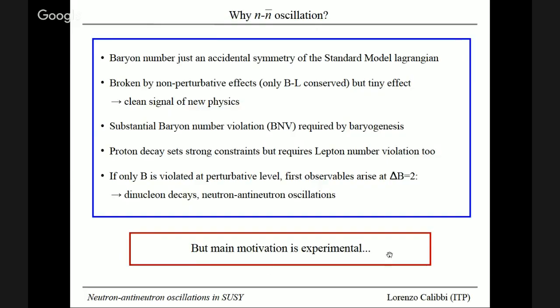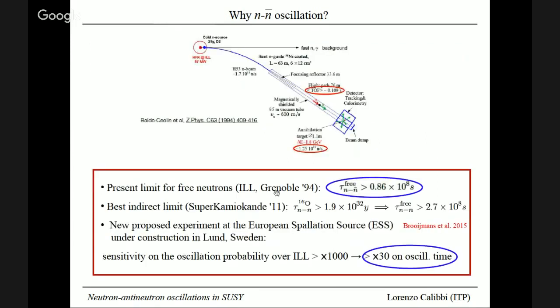The experimental status was our starting point. The present limit on neutron anti-neutron oscillation using free neutrons is this one. It's a limit on the oscillation time of the order of 10 to the 8 seconds, and it was established more than 20 years ago by an experiment in Grenoble in France.